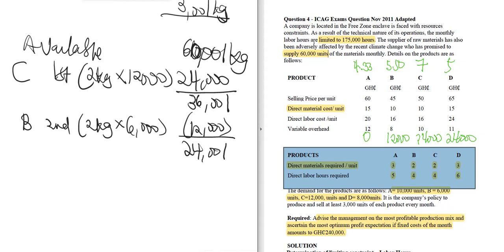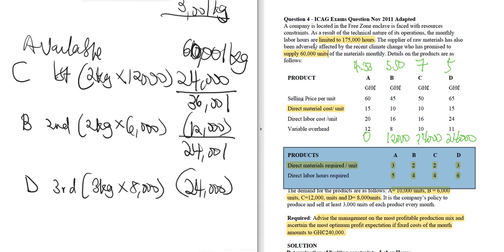24,001 kgs remaining. If I take D, which is third in ranking, I also needed 3 kg. I was producing 8,000. You see, I end up with 24,000 and what? 24,000, meaning the remaining kg is 1 kg. And if 1 kg, that means that 1 kg can only produce how many units of what?